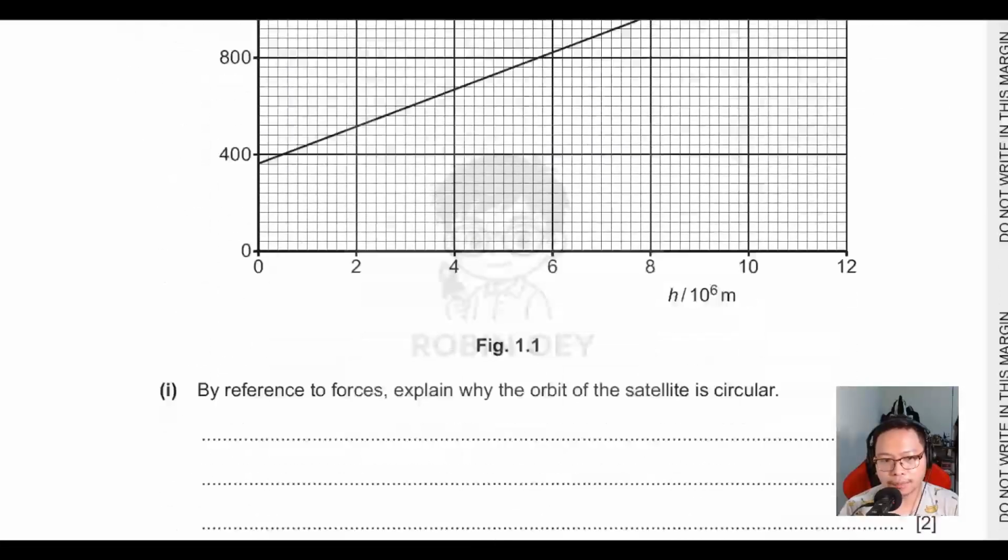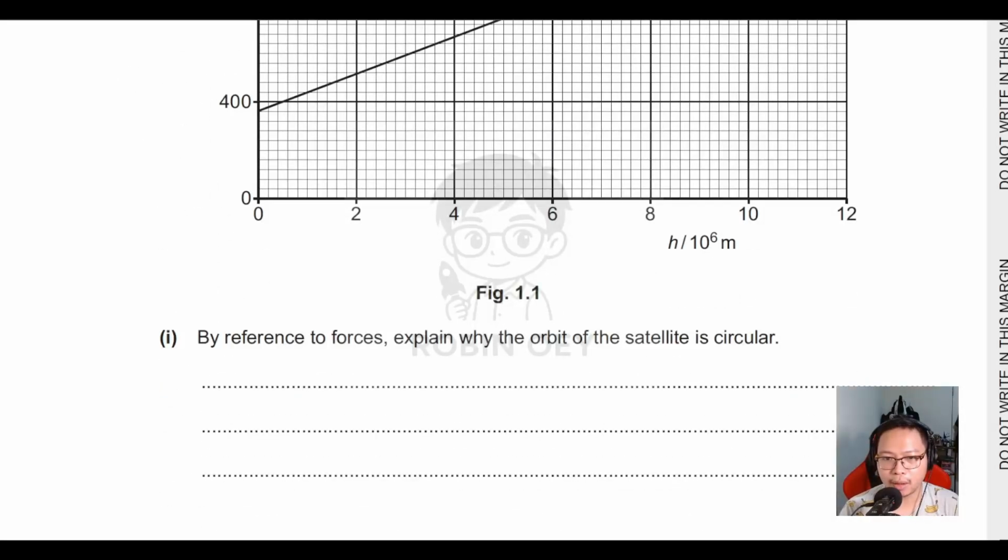Okay, then the next part: by reference to forces, explain why the orbit of the satellite is circular. When we are talking about circular orbit, we remember the centripetal force. The only way that it has a circular orbit is that the centripetal force actually holds it in place, so it will go in a circular path. Obviously we know that in a circular path the acceleration will go towards the center of the circle, so we will start from there.